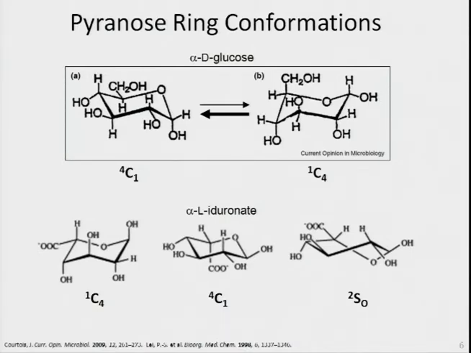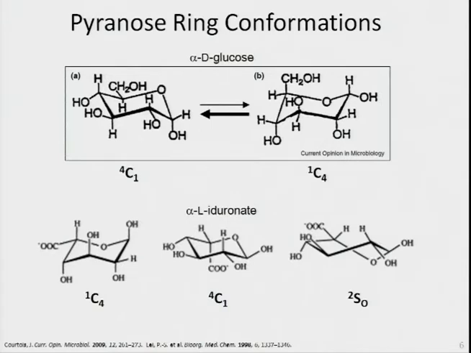Now in the 2SO conformation, what happens is that essentially most all of the substituents are in what would be called the pseudo-equatorial form. So this minimizes the steric interaction among the substituents. So the 2SO form is actually very much preferred in idiuronic acid. And so that's important to know if you want to model GAGs that contain idiuronate, like heparan sulfate.